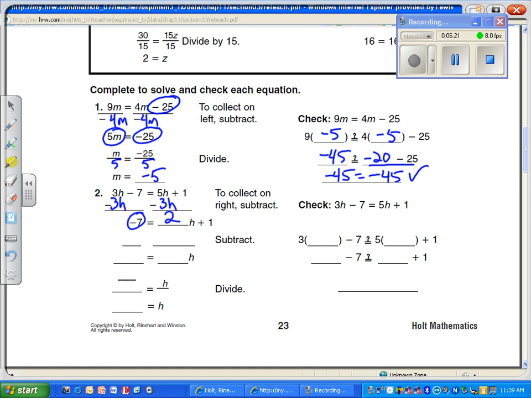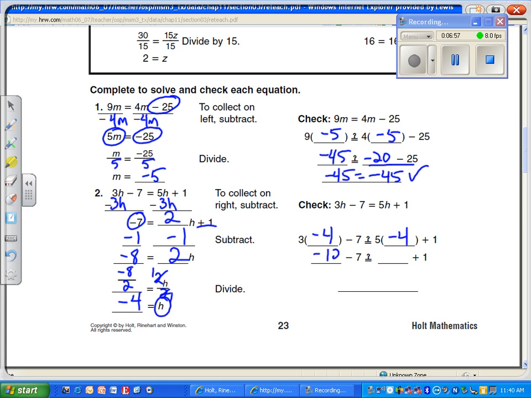Then I got to get rid of that plus 1, so I'm going to subtract 1 from both sides. So I end up with a 2h over here, and I end up with a negative 8. Negative 7 minus 1 gives you a negative 8. So now I need to divide 2h by 2 and a negative 8 by 2. That leaves me with h on the right, which is what I want, and leaves me with a negative 4 on the left. And then plug it in.